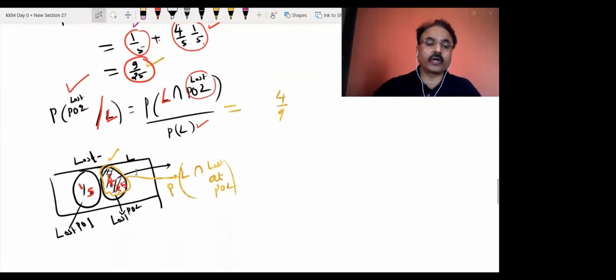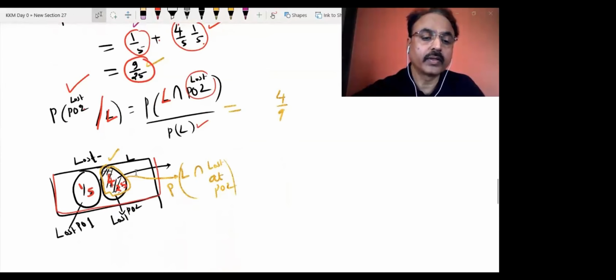Now the numerator is calculated like this. Total lost possibility is first post office and second post office. Totally it is 1 by 5 plus 4 by 25, which is 9 by 25.